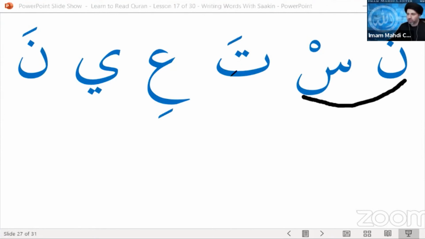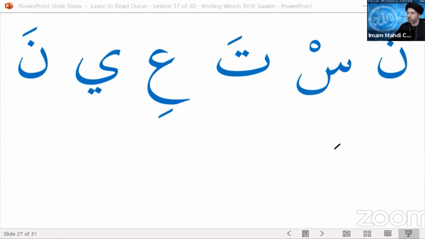Then we have ta with fatha, which is pronounced ta. Then ayn with kasra and ya. Remember, this combination gives you the long vowel e. So you have to pronounce the ayn with that long vowel e. You say ay, and then the noon with fatha is na. So this is pronounced nas, ta, ay, na. Nasta'ina.